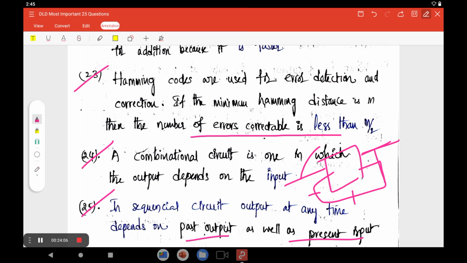So 25 questions, 25 minutes. It's a rapid fire. Each question takes almost 1 minute. Maybe some of the questions take less than half a minute also.